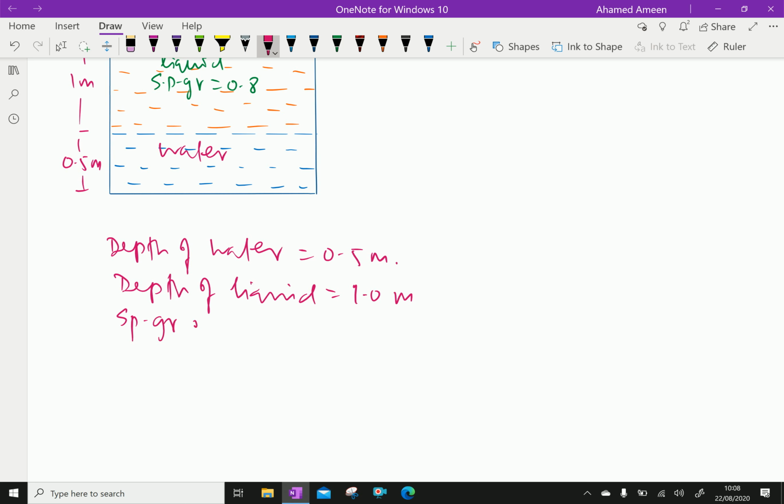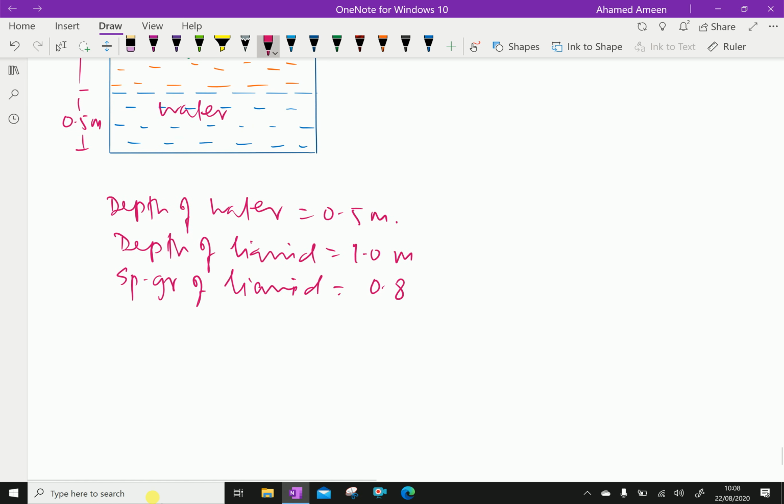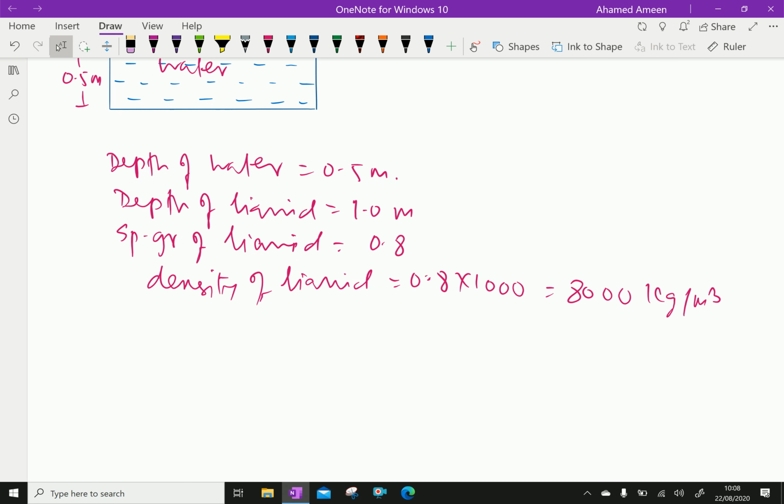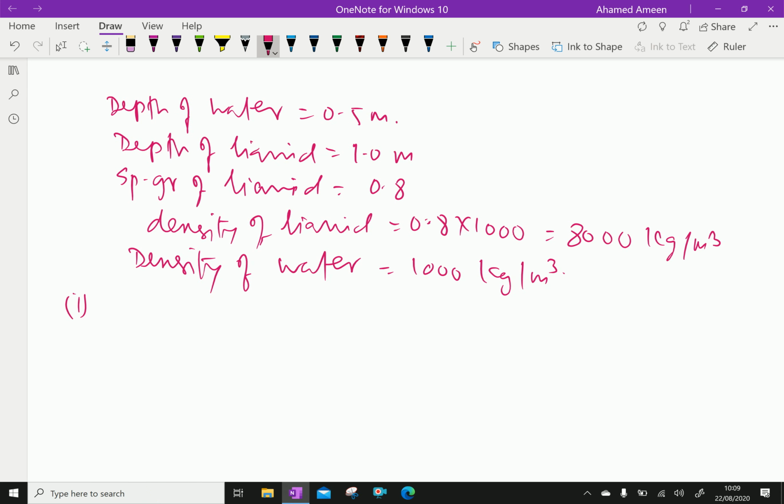Specific gravity of liquid equals 0.8. Therefore, density of liquid is 0.8 into 1000, which is 800 kg per meter cube. Density of water is 1000 kg per meter cube.